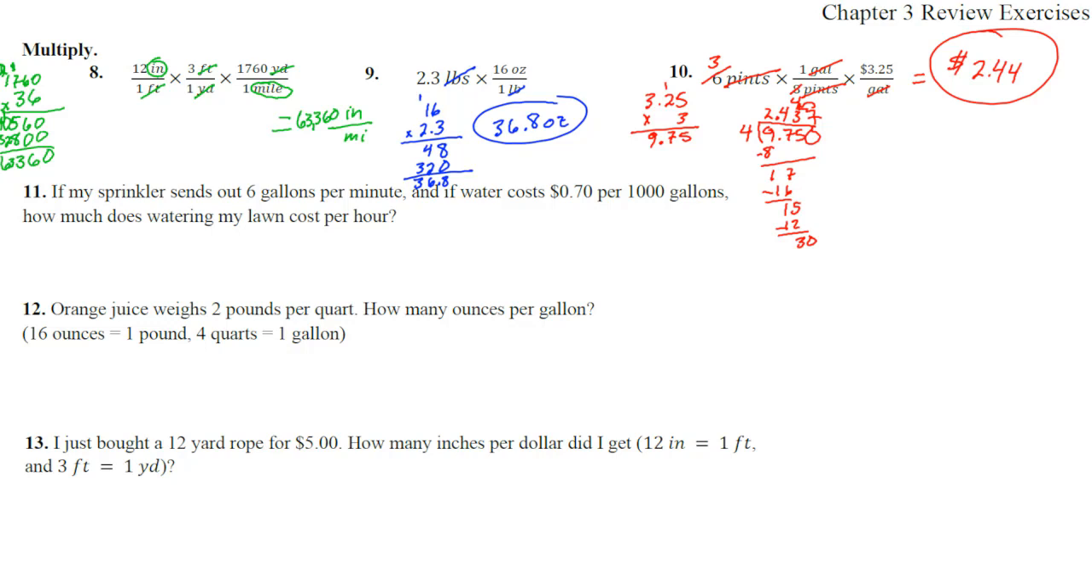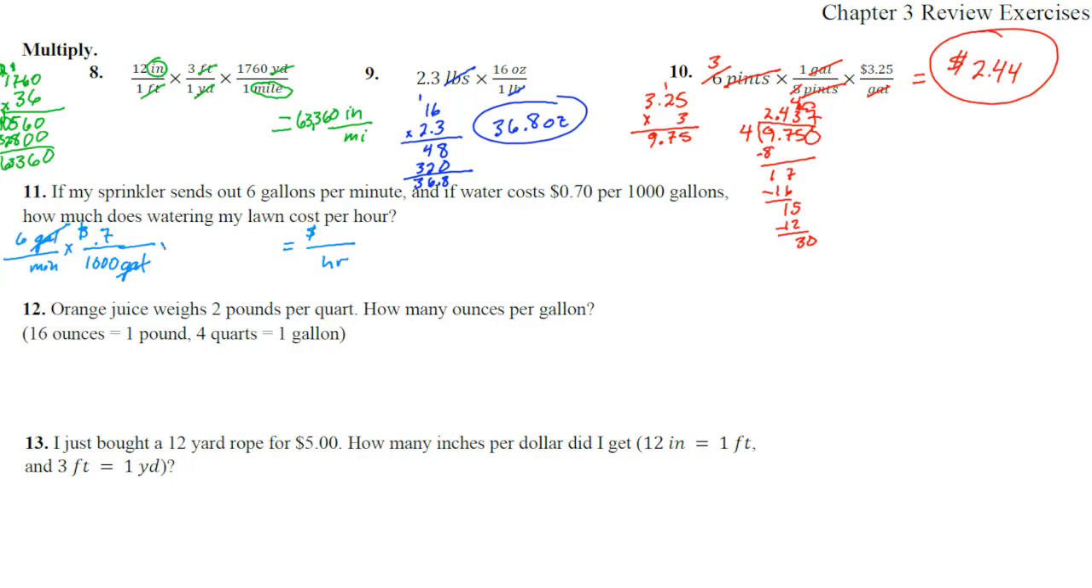Okay, number 11. It says if my sprinkler sends out 6 gallons per minute and water costs 70 cents per 1,000 gallons, how much does watering my lawn cost per hour? So we're going to times by some stuff and we're going to get cost per hour. Now we notice here that gallons are already going to cancel. That's good. And dollars are on top. That's good. We don't have to flip any of these over.